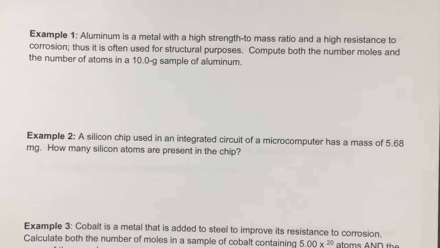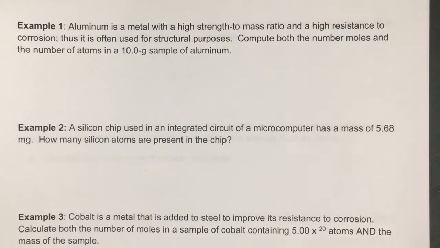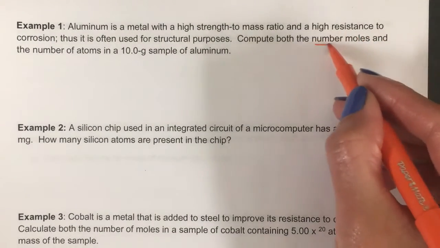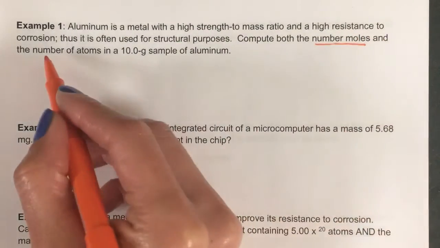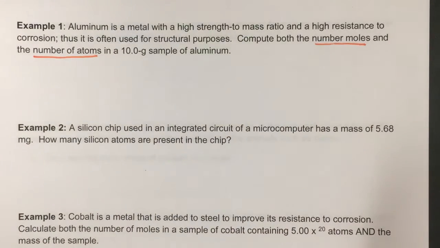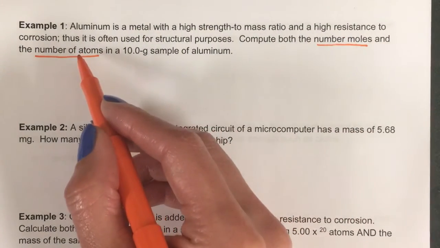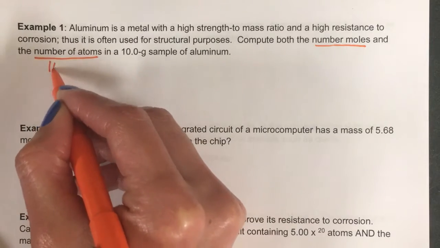So here's how we do calculations using those numbers. Aluminum is a metal with a high strength to mass ratio and a high resistance to corrosion. Thus, it is often used for structural purposes. None of that actually matters for my problem. Compute both the number of moles and the number of atoms in a 10-gram sample of aluminum. I'm going to have to do 2 calculations, 1 for moles, 1 for atoms. So let's start with moles.